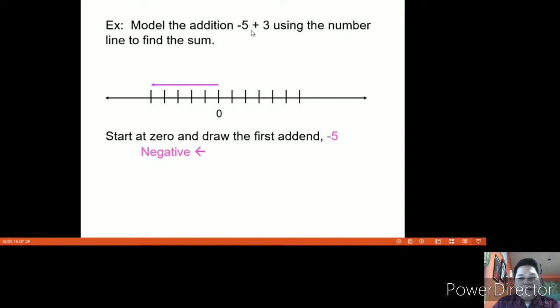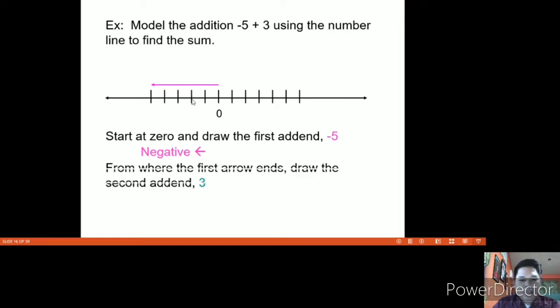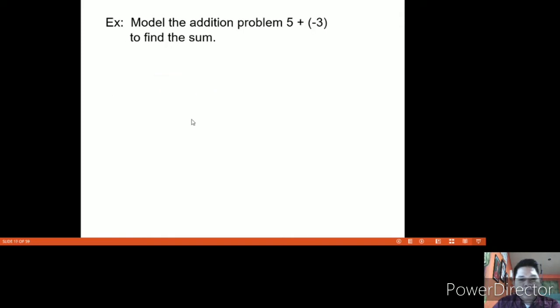Model the addition negative 5 plus 3 using the number line to find the sum. So how about negative 5 plus 3? Start at 0 and do the first addend. So we have 1, 2, 3, 4, 5 because negative facing left. Since positive 3, you go back 3, 1, 2, 3. So draw the second addend 3. Therefore, the answer is negative 2.